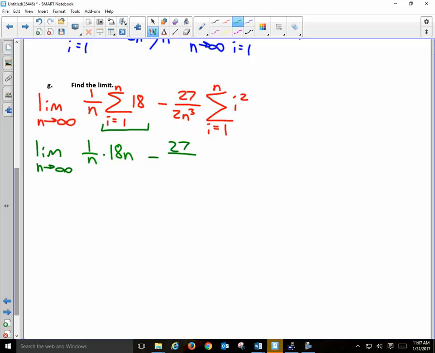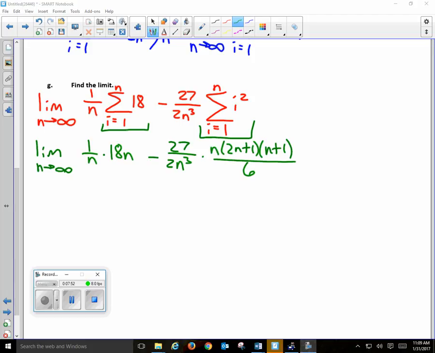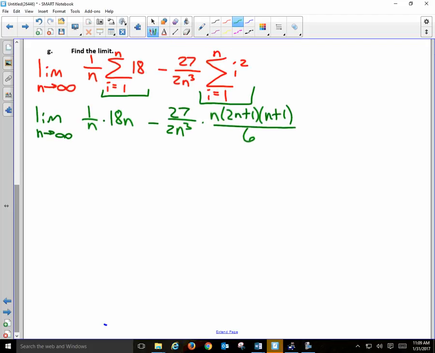Minus 27 over 2n cubed. I got to substitute something in for that. We've used that before, haven't we? Some of the people during second hour got tired of always multiplying it out, so they just wrote it over on the side over there already multiplied out. So that's fine. Put them in. All right. Okay, so let's go to work here.